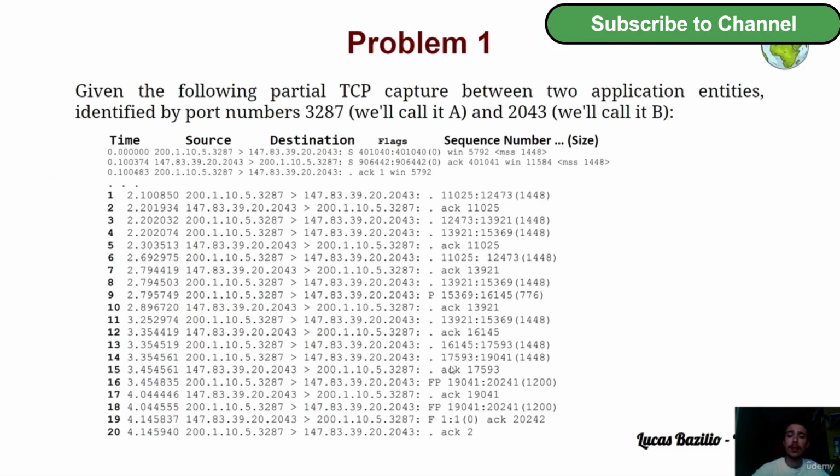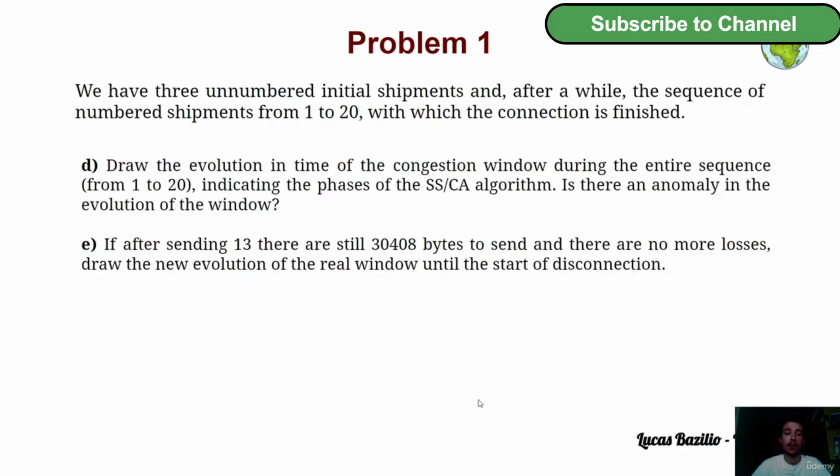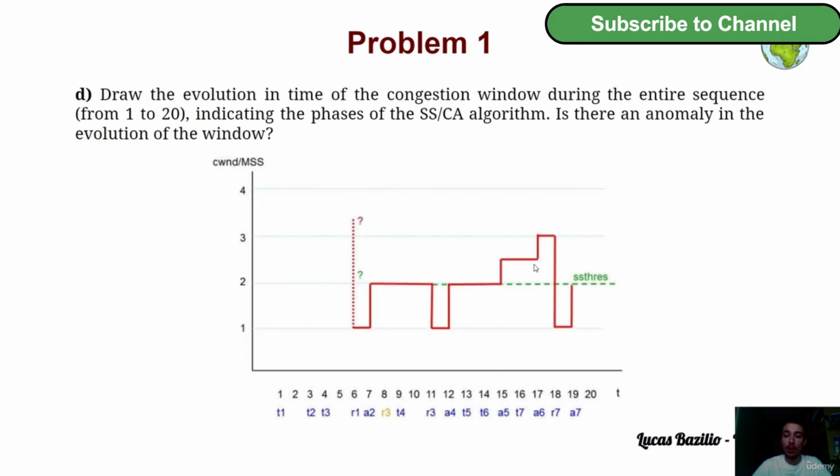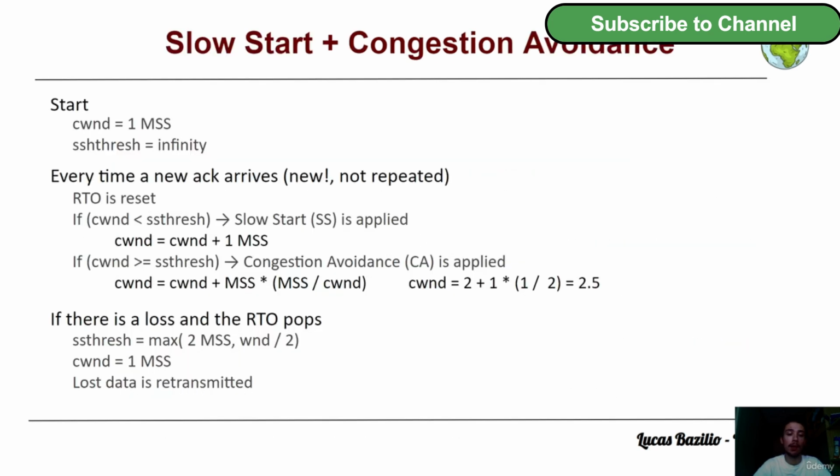Also, we increase at the exchange 15 from 2 to 2.5, then we have the exchange 16. We don't have new data acknowledgement, neither do we have retransmission. This is the first time we transmit this sequence number. And then at the exchange 17, we have an acknowledgement of new data. And since we are in the congestion avoidance phase, at the moment on the 16 we have the congestion window to be 2.5.